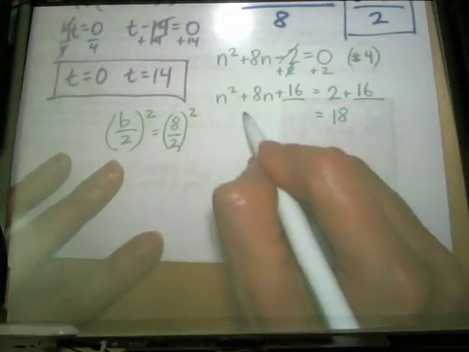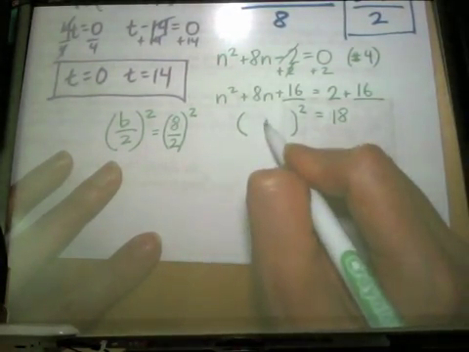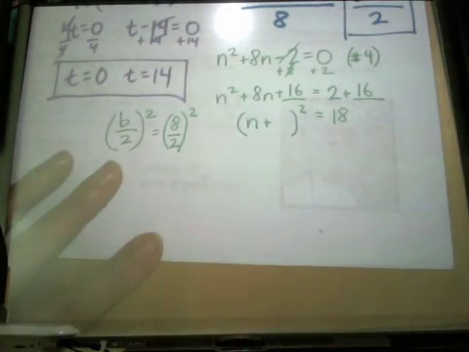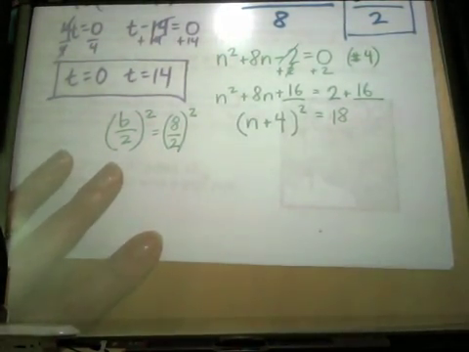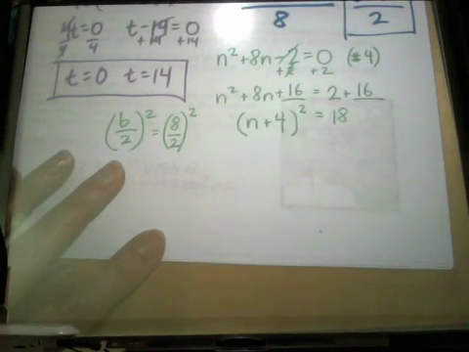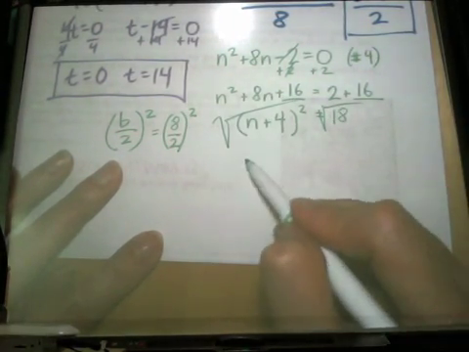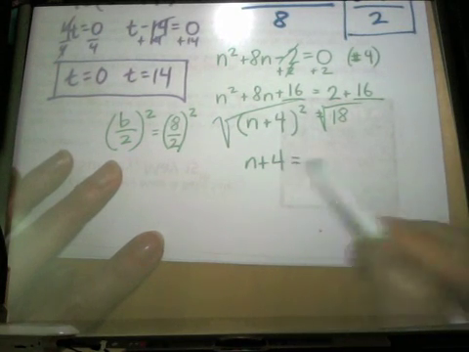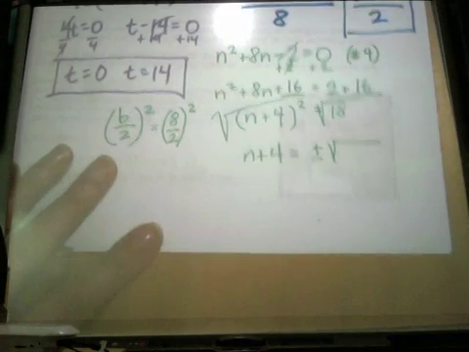The goal of this is that I now will have the square of a binomial. N squared, the perfect square of n times n. 16, the perfect square of 4 times 4. I now have a binomial square, which means I can take the square root to get rid of that exponent. That leaves just n plus 4 on the left. On the right side, I'm going to put my plus minus to get started.